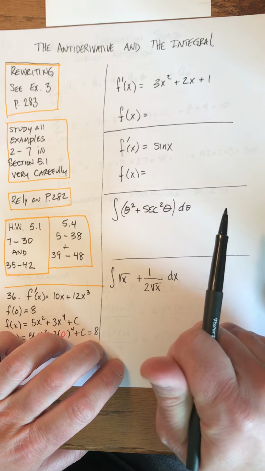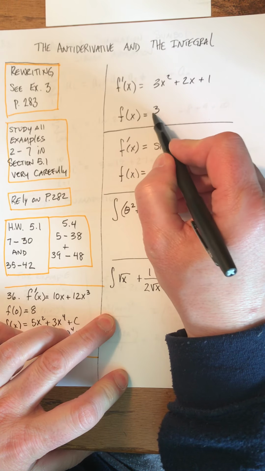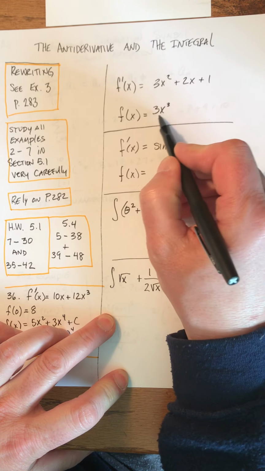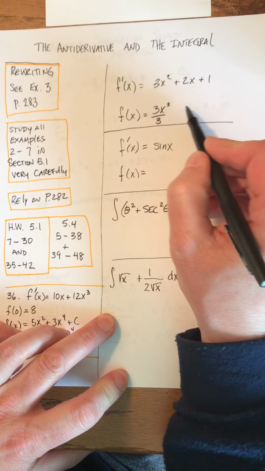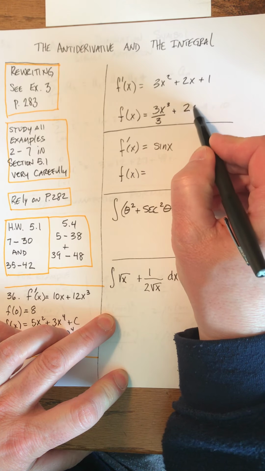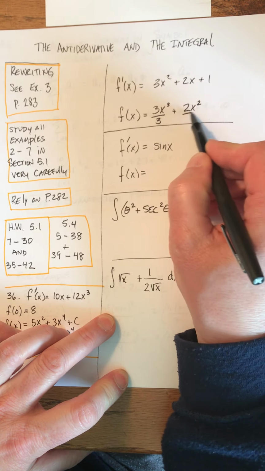So if normally when we took a derivative, we multiplied the exponent out front and reduced the exponent by 1, we're going to do exactly the opposite. We're going to add 1 to our exponent and divide by that new number. And do the same thing for this one. Add 1 to the exponent. It was a 1, now it's a 2, and divide by the new number. This one is really a 1x to the 0, so if we add 1, it's x to the 1 divided by 1, which is just that.